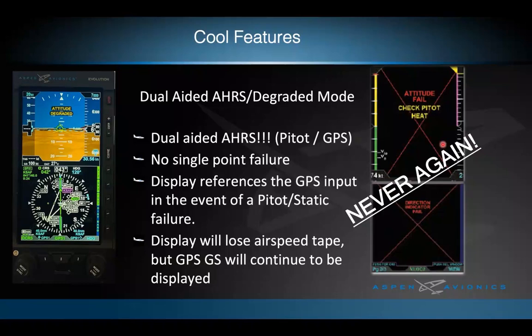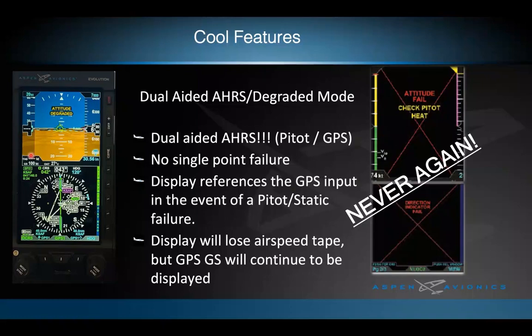So what the Aspen system does now is once it recognizes that you have a pitot blockage, it automatically switches to what's called degraded mode. So there's no more single point of failure. In degraded mode, the Aspen system uses GPS ground speed in lieu of indicated airspeed to maintain the AHRS solution. It's really important. As long as you're in IMC, as long as you're doing normal IFR maneuvers, standard rate turns, normal climbs and descents, you are not going to see a difference in performance at all.